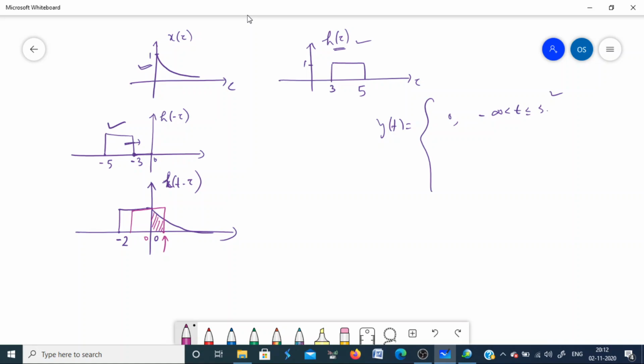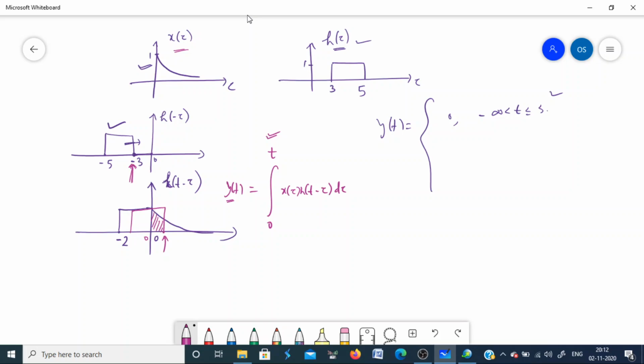Okay, so your y(t) for t greater than 3 and less than 5 will be, limits of integration from 0 to this time t, of x(tau) h(t minus tau) d tau. Now you have to keep in mind one thing, whether my limit of integration should be from 0 to t or not, because we have started from minus 3. This function was shifted from minus 3, not from t is equal to 0.